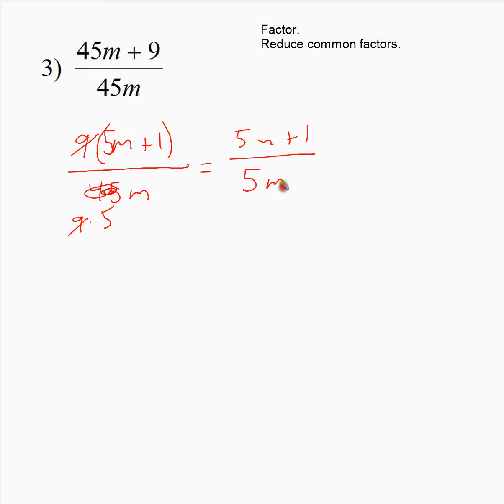We cannot simplify the 5m with the 5m because we can only simplify when there's common factors. 5m is not a factor, it's actually an addend. It's a 5m plus 1 on top. So this is our answer.